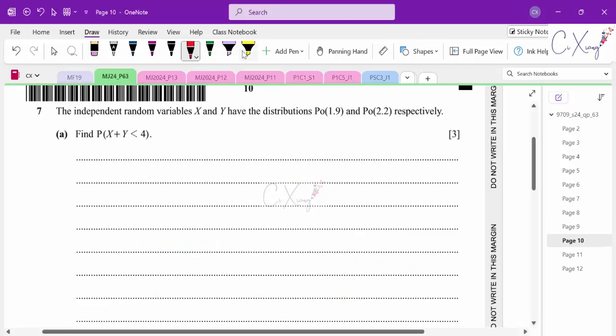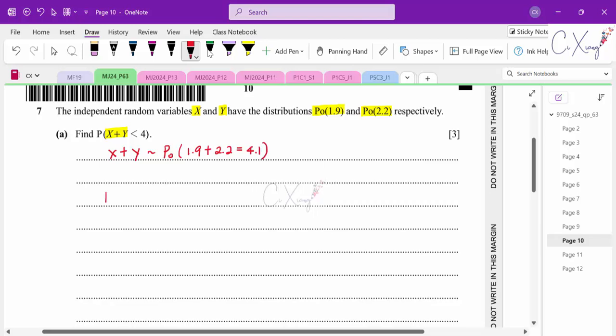Let's have a look at question number 7. We have two distributions X and Y, and both of them are Poisson distributed. They want to get the probability for X plus Y smaller than 4. First of all, you need to find the distribution for X plus Y. X is Poisson, Y is also Poisson, therefore the sum X plus Y is also Poisson distributed. To get the new lambda for X plus Y, you add the two lambdas together, and you will get 4.1.